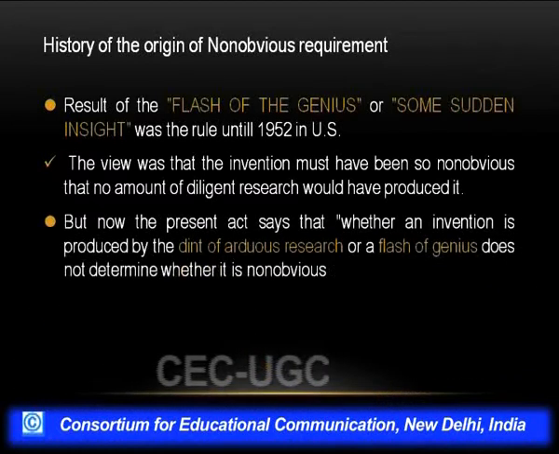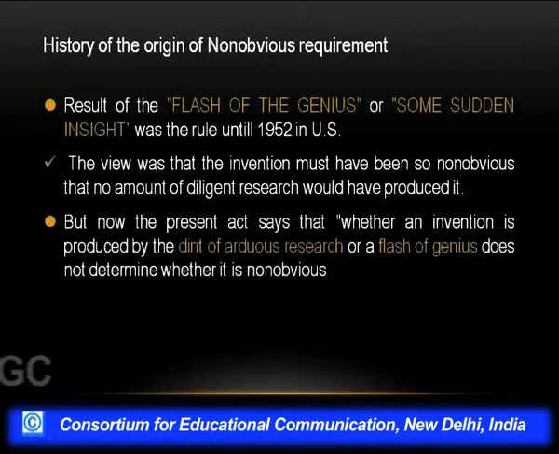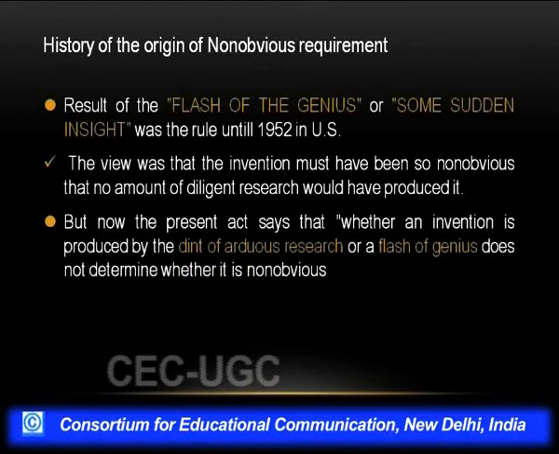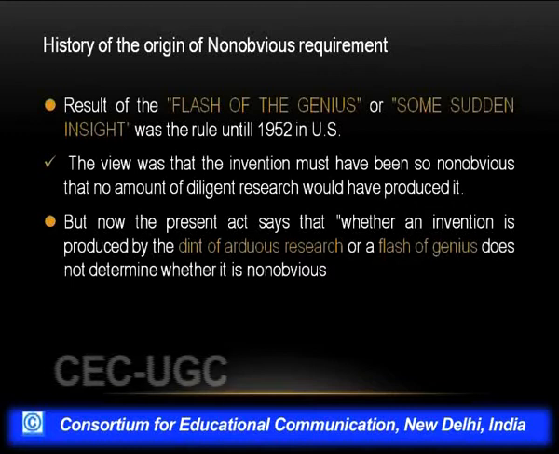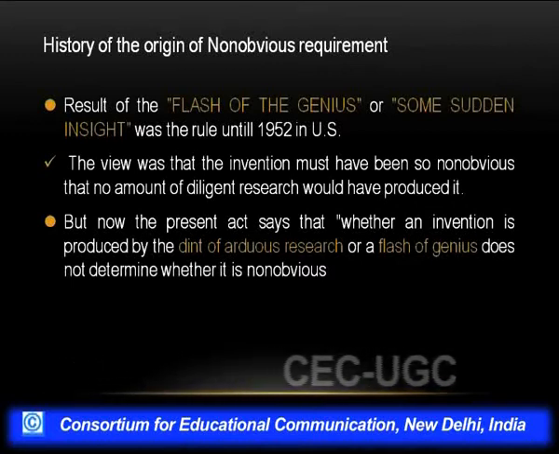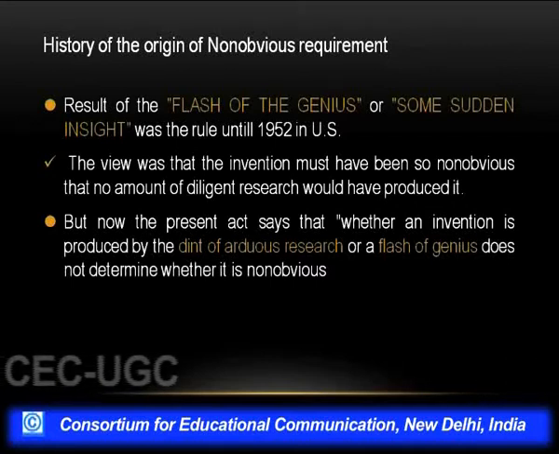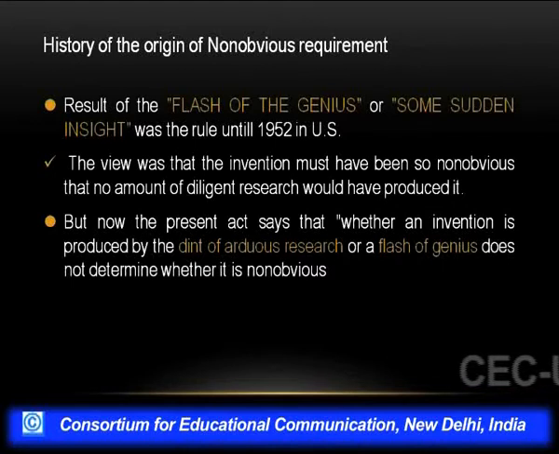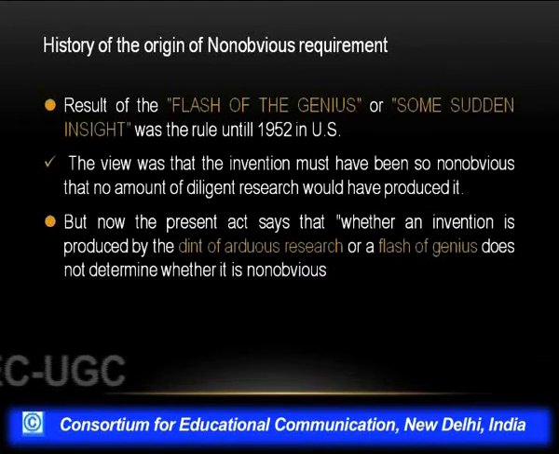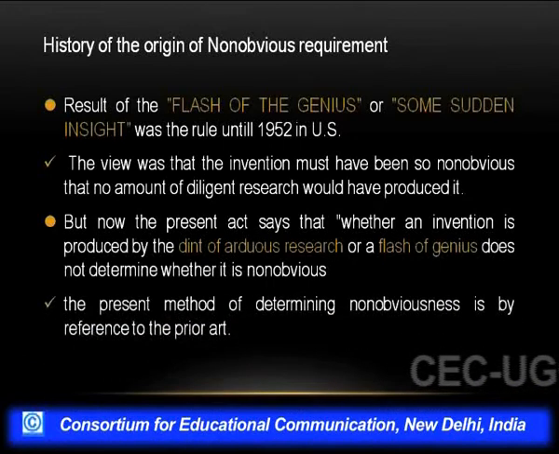But now the present act says that whether an invention is produced by the dint of arduous research or a flash of genius does not determine whether it is non-obvious. So there is a shift as far as the test to determine non-obviousness is concerned. Until 1952 in the United States, it was flash of genius or some sudden insight of the person. But now the present act says that whether an invention is produced by arduous research or a flash of genius, merely this does not determine whether it is non-obvious. Some more things have to be seen.